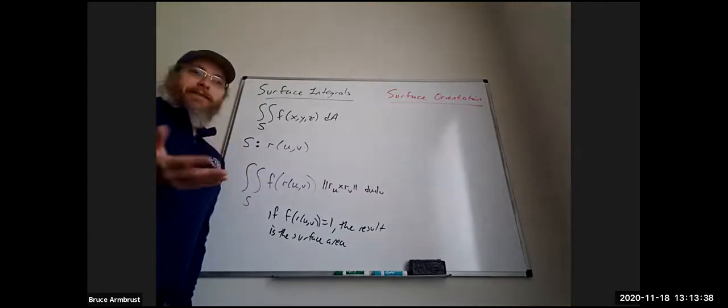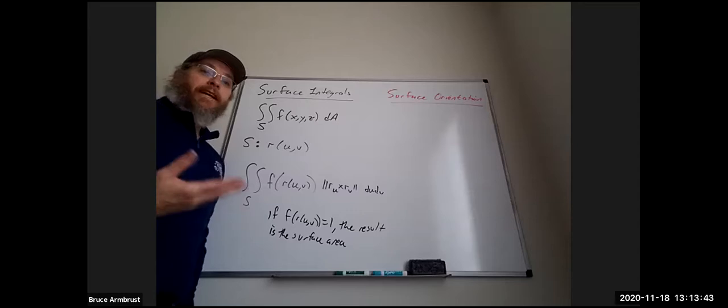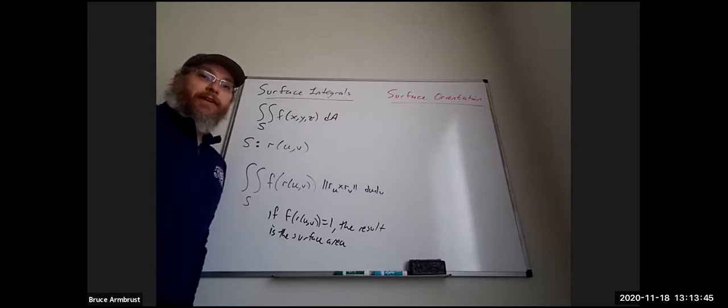So think about this. Just think about this. I give you a surface, and I say, find me a unit normal vector. Is there going to be a unique answer to that?